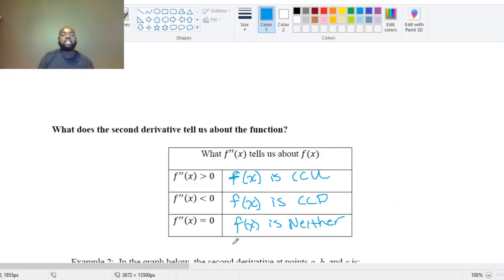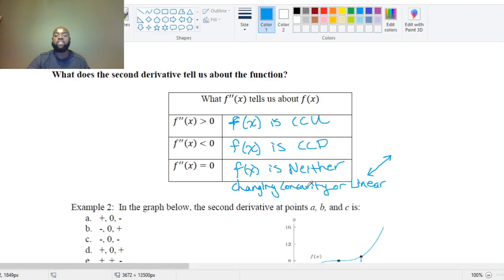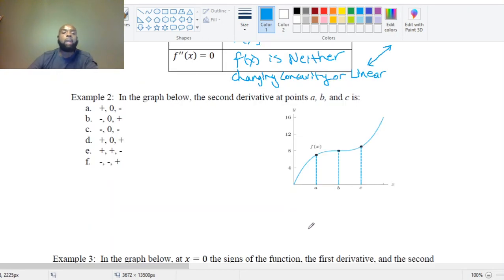What that means is that it's either changing concavity or it's linear. For instance, a function that looks like this, a linear function, doesn't have any curvature at all, so it doesn't have any concavity, right? So it's neither concave up nor concave down, all right? So that's what happens when f double prime equals 0. It's either changing concavity or it's linear, all right? So let's look at some examples here.